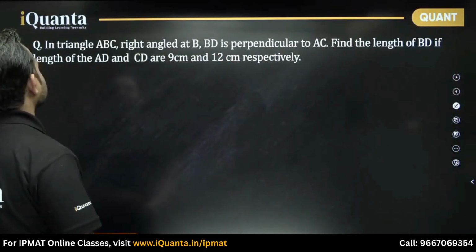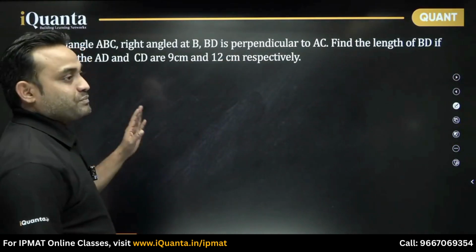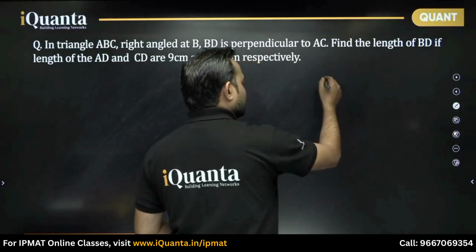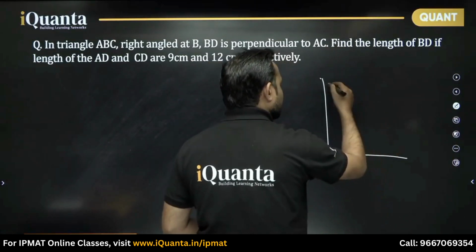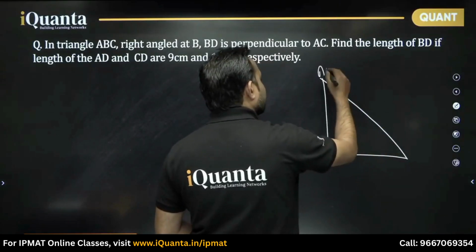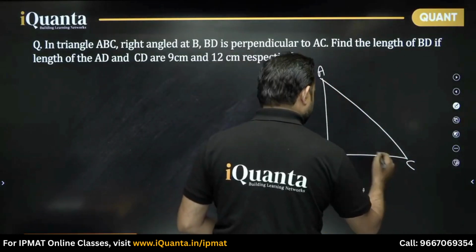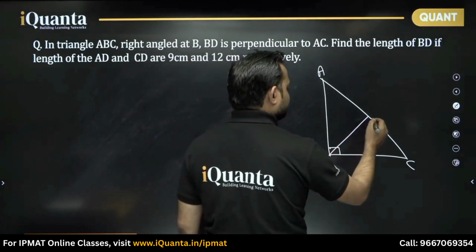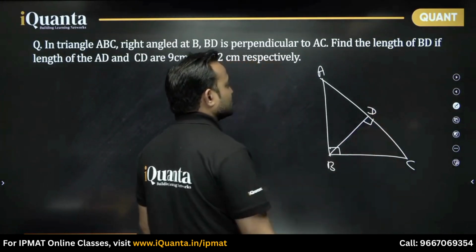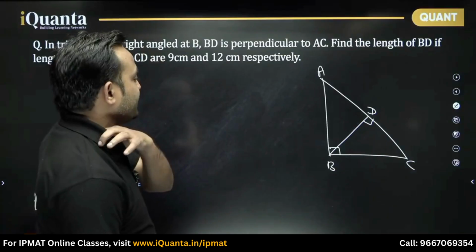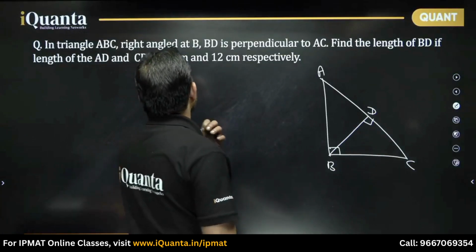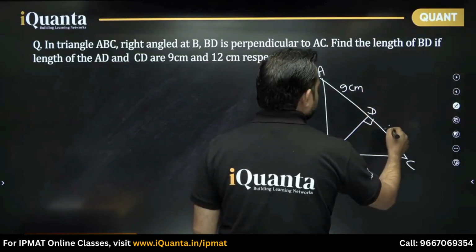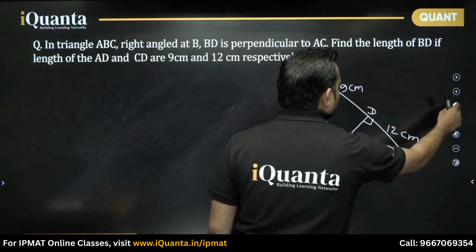First question, it says in triangle ABC, right angled at B, BD is perpendicular to AC. So let's draw triangle ABC, right angled at B. BD is perpendicular to AC. Find the length of BD if the length of AD is given as 9 centimeters and CD is 12 centimeters. So what do we know?